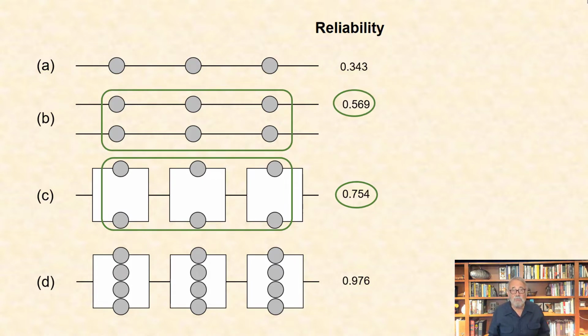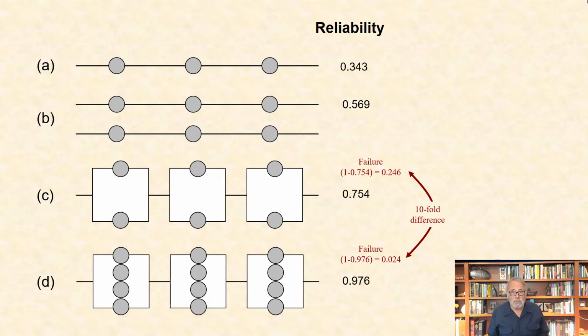Second, by viewing failure rates rather than reliability rates, we see that doubling the number of components in system D decreases the failure probability by tenfold between the two parallel systems.